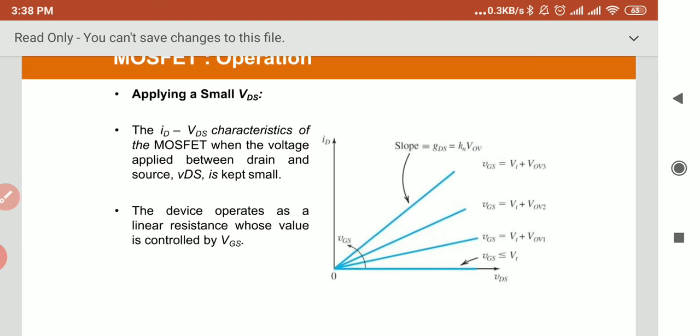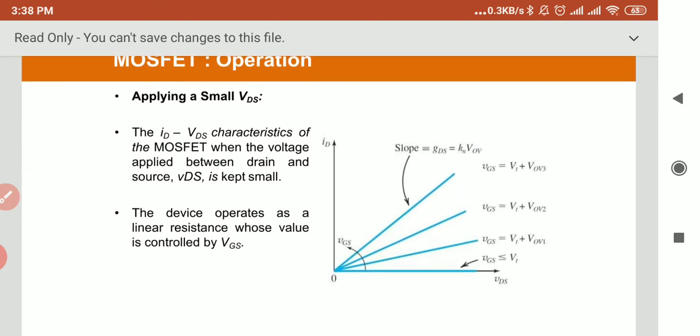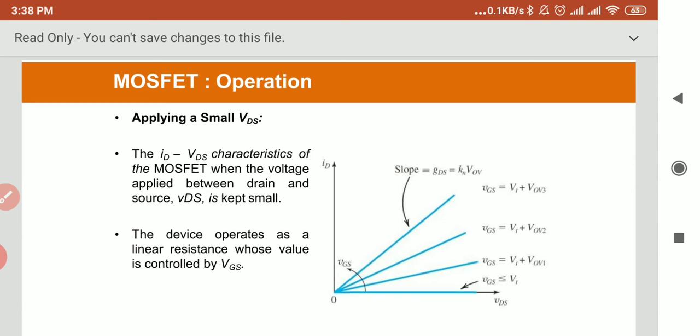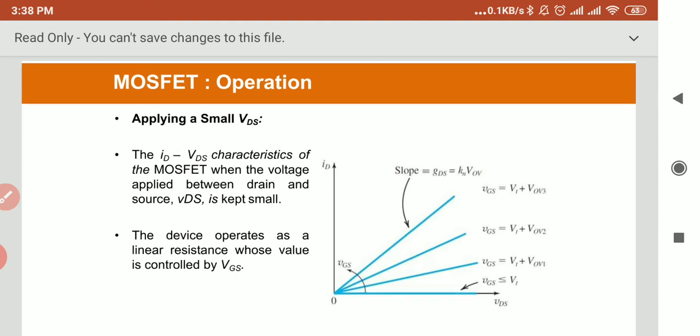Here we can see these are the characteristics for the MOSFET. When we are giving input voltage VGS greater than VT and we are giving VDS voltage, at that time you can see here current starts to flow increasingly.